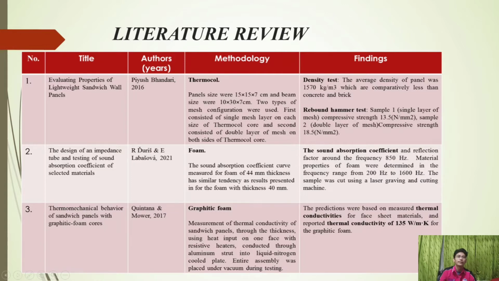For the findings, density test, the average density of panel was 1,570 kilogram per meter cube, which is comparatively less than concrete and brick. Rebound hammer test, sample 1, single layer of mesh, compressive strength 13.5 Newton per mm square. Sample 2, double layer of mesh, compressive strength 18.5 Newton per mm square.